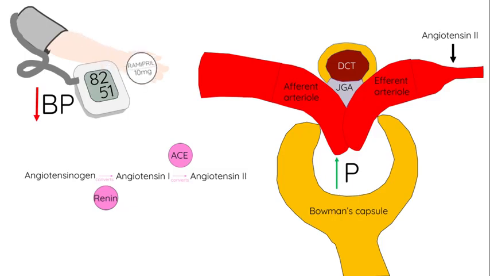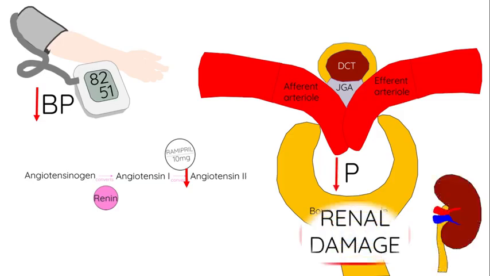ACE inhibitors inhibit the production of angiotensin II, and so ACE inhibitors indirectly cause vasodilatation of the efferent arteriole, which reduces glomerular filtration pressure and essentially GFR. This is how ACE inhibitors can cause renal failure or AKI, and why they should be avoided in most patients with renal impairment.